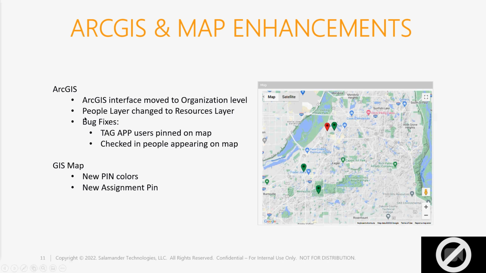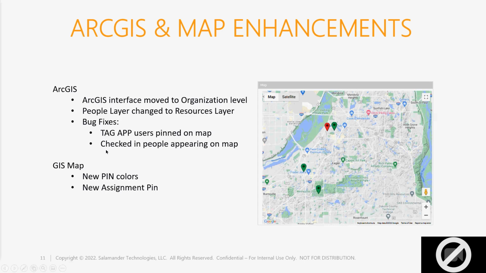We also did some name changes on here. So we changed the people layer to the resources layer. The people layer was the layer that showed all your tag and track app users as they checked in or joined into the event. So we changed the name for that.